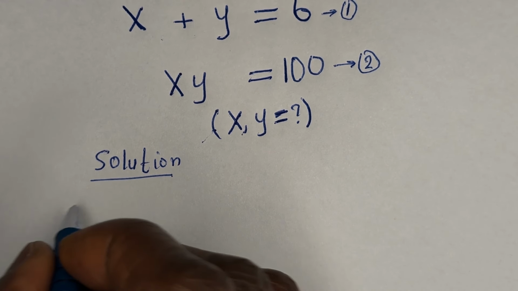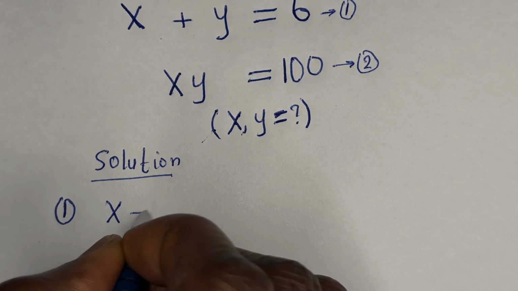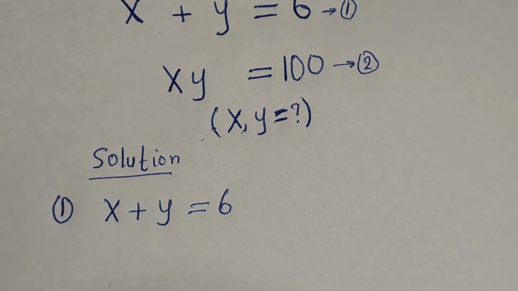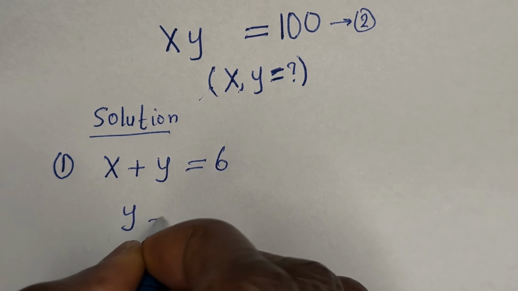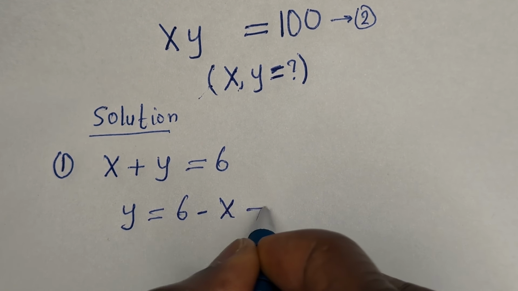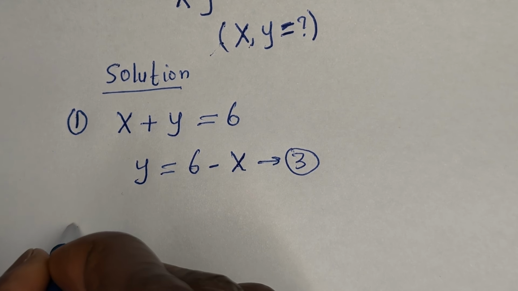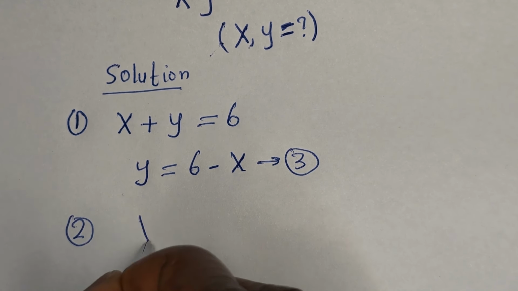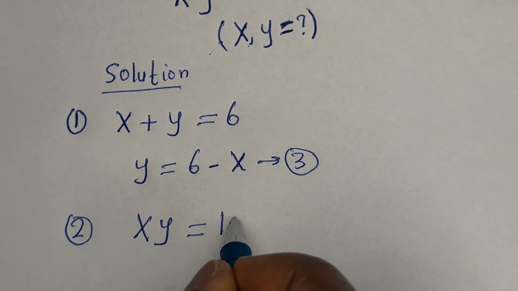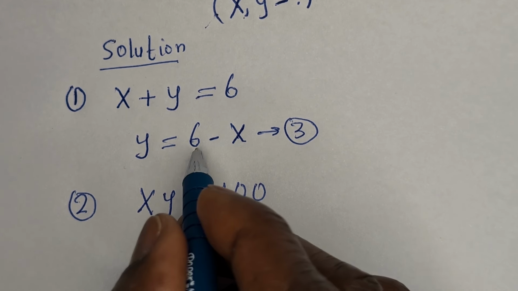From equation 1, s plus y is equal to 6. y will be equal to 6 minus s. Let us call this equation 3. Then from equation 2, sy is equal to 100. Now let us substitute for y, which is 6 minus s.